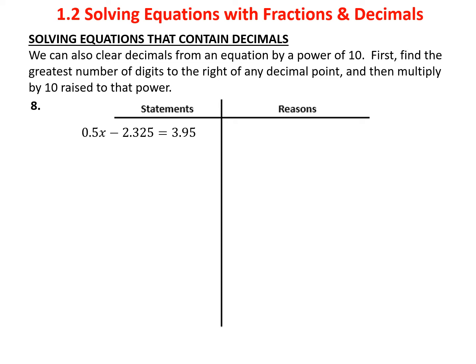Check these numbers again. Count all the decimals to the right. You see that 0.5 is 1 place, but 0.325, that's 3 places. So how many times are you going to multiply by 10? 3 times, or 1,000.